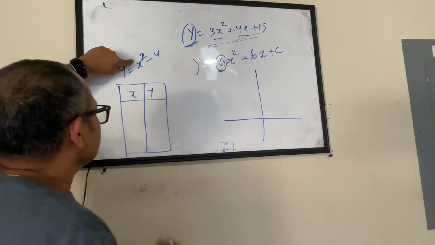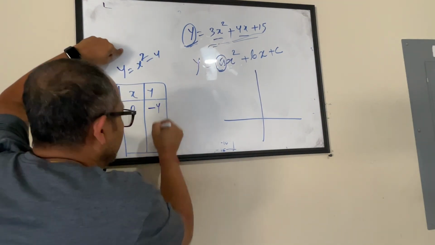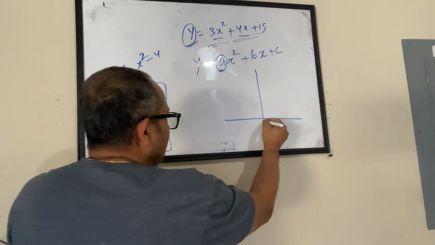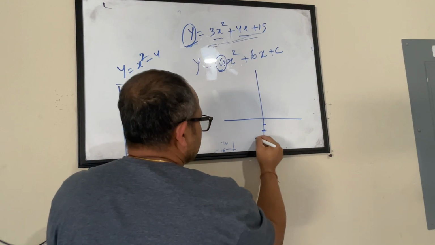If I say x equals 0, when x equals 0, y is minus 4. Meaning, when x is 0, y is minus 4. Let's say this is 2, this is 4, this is 6.